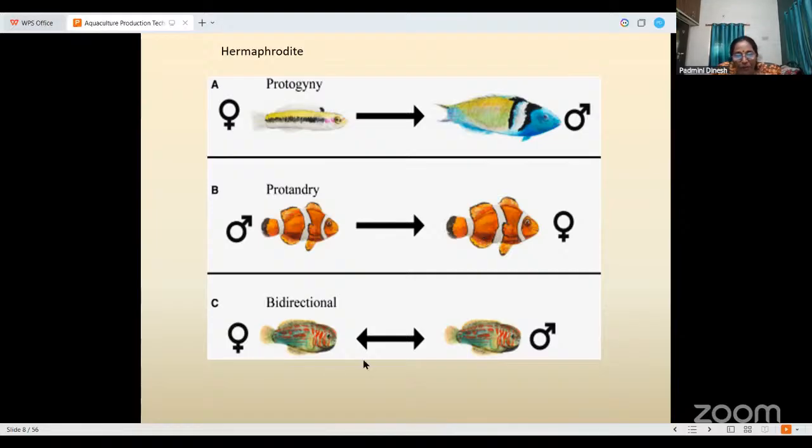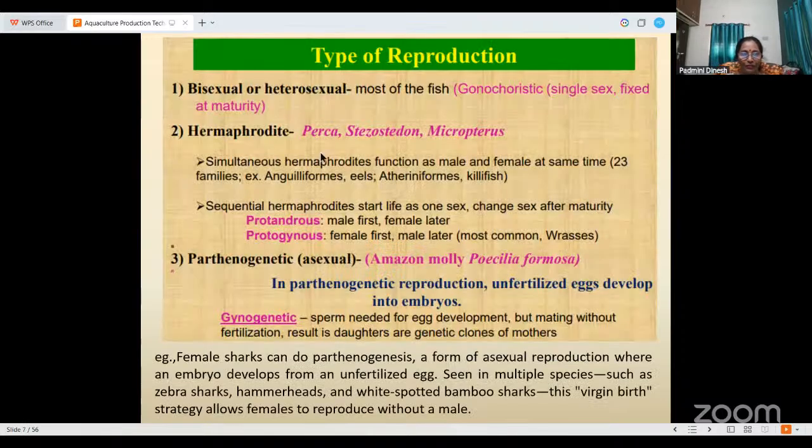And there is one more example of it, that is bidirectional. Whenever they want, they can become a female. Whenever they want, they can become a male. So that is the advantage in these fishes. That's the hermaphrodite over here.